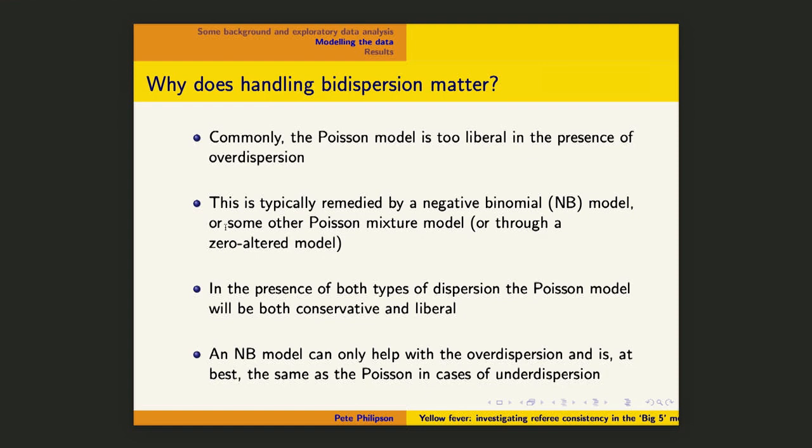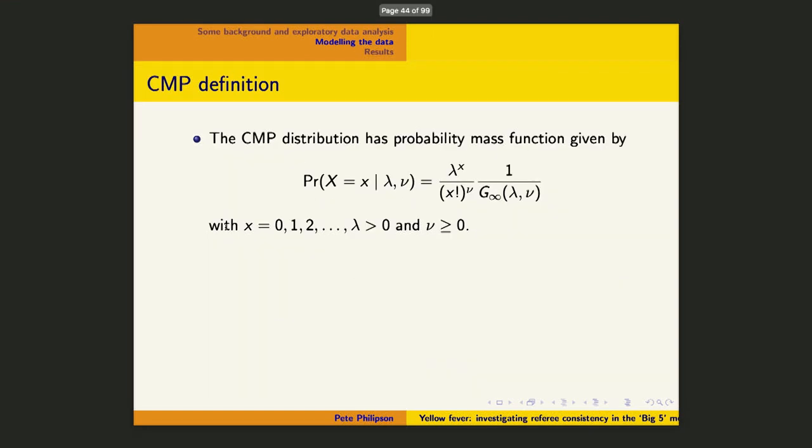And a negative binomial model, as I explained earlier, can only help with overdispersion. So a negative binomial model can only increase the variance in your model. It cannot decrease it. It's the way it's constructed. So it's at best the same as the Poisson when we've got underdispersion. So it doesn't look like that's going to do the job we want.